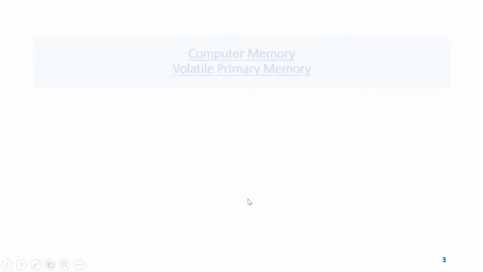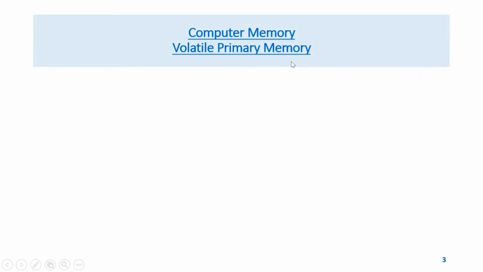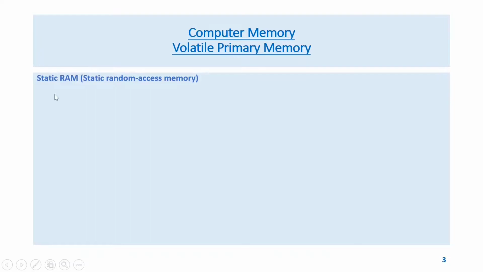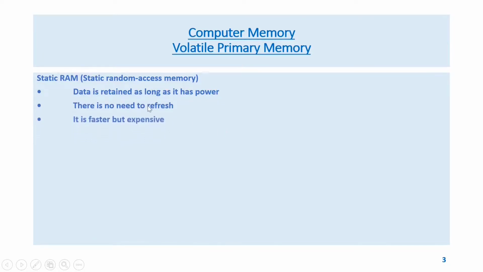Now, let us look into volatile primary memory. Volatile primary memory includes static RAM, that is static random access memory. In static random access memory, data is retained as long as it has power. There is no need to refresh. It is faster but expensive. Used for cache and internal registers of the CPU.